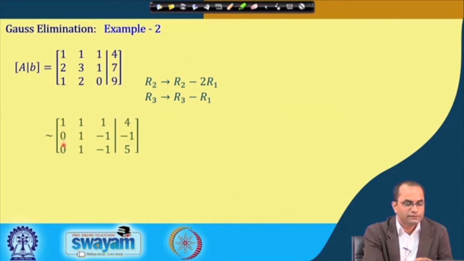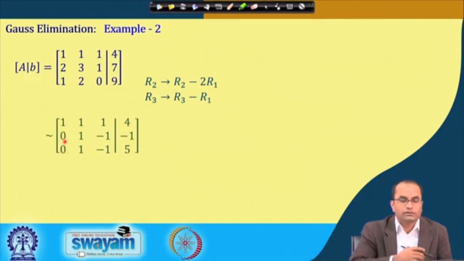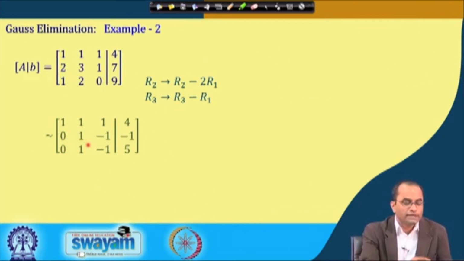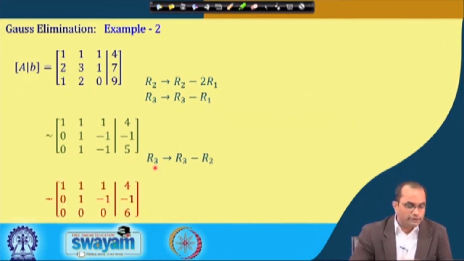That was the objective in this algorithm, to eliminate the x 1 variable from equation number 2 and equation number 3. Now, the next objective is that using equation number 2, we will eliminate x 2 from equation number 3. So, r 3 will now be r 3 minus r 2, and when we subtract, this will be 0, this will also be 0, and this will be 6 here.